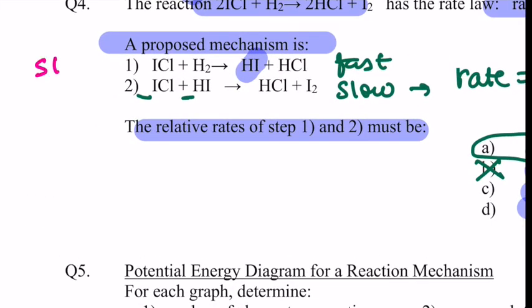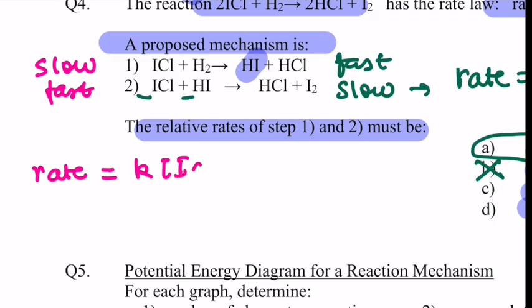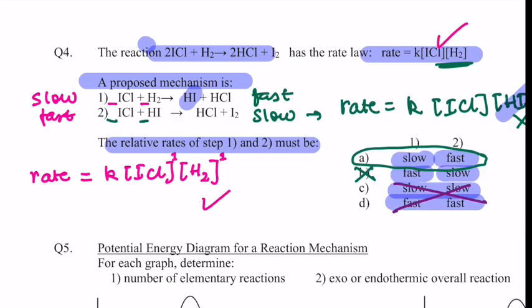So if we said that the first step was slow and the second step was fast, then from the slow step, which is the first step here, my rate law would be rate equals K times concentration of ICl times concentration of H2 raised to the coefficients here, which are 1 and 1. So that actually agrees with the given rate law. That's why I know that A is the correct option in this multiple choice question.